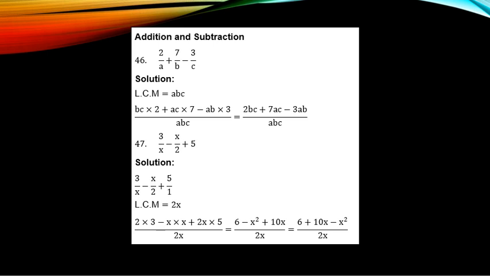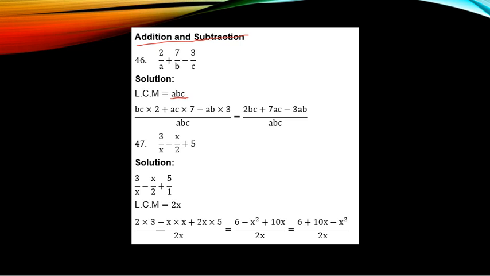Okay, so we look at the first set of operations: addition and subtraction. So we have example 46. Simplify 2/a plus 7/b minus 3/c. The LCM of the denominators a, b, c is a times b times c.